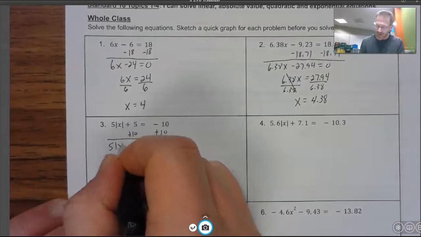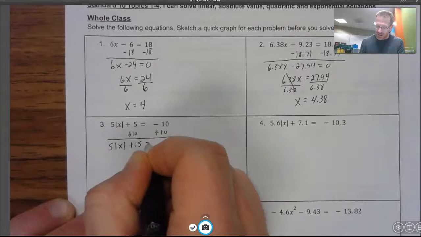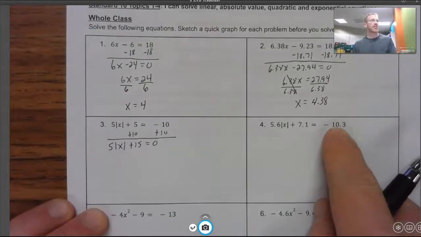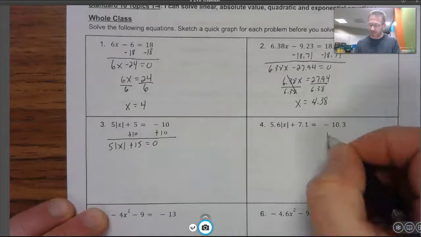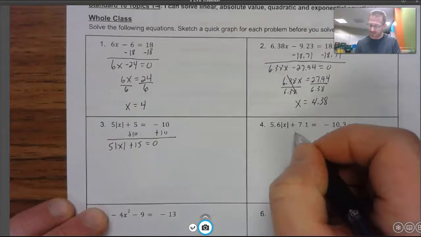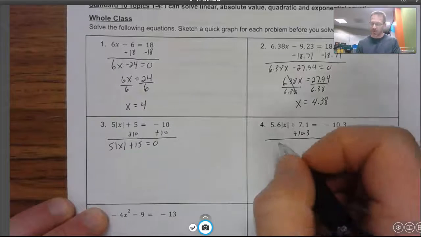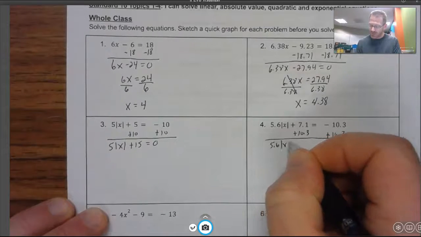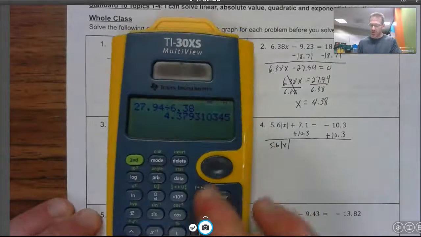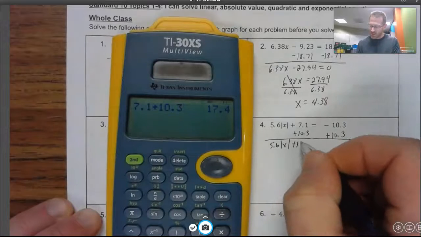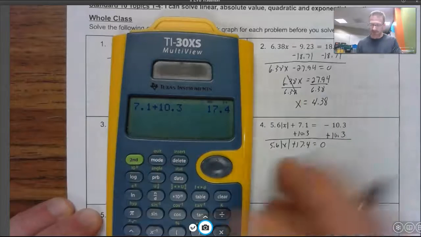So 5 times the absolute value of x plus 15 is equal to 0. Well, if I look at number 4, once again, I need to make this equal to 0. Since this is negative, I have to do the opposite. So I need positive 10.3 and positive 10.3 to make that equal to 0. So 5.6 absolute value of x. And once again, we'll just do our calculator. 7.1 plus, oops, I got the right key, plus 10.3 is 17.4 is equal to 0.